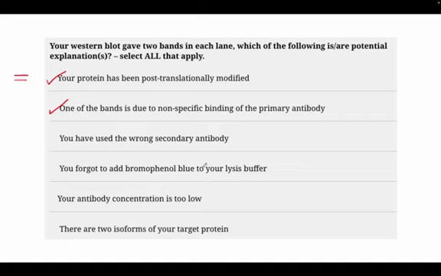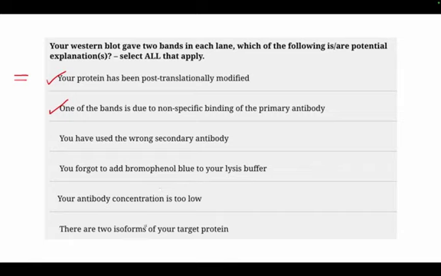You forgot to add bromophenol blue. If you forget to add bromophenol blue, we cannot track the protein movement when we run our SDS-PAGE gel. But it is not going to affect the Western blot in this way. Antibody concentration is too low. If antibody concentration is too low, we're going to get the opposite problem, where we're not going to see any bands. Right? We're not going to detect anything.